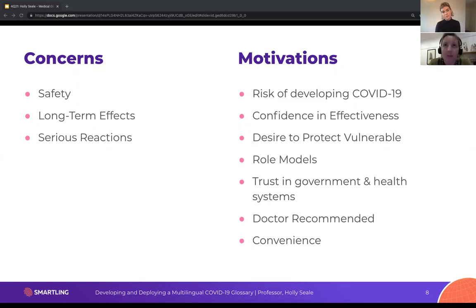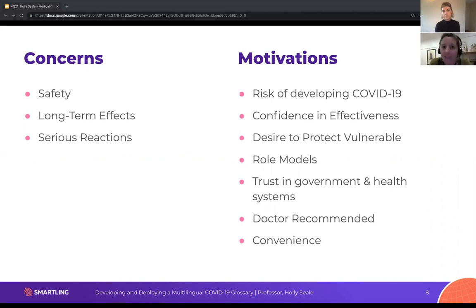But beyond those understanding elements, we also have to have confidence. So we have to have confidence in the development process. We have to have confidence in the providers that are providing the vaccine, or the government that's making the decisions around the vaccine. But we also need to feel motivated to go out there and do this. And again, motivation comes down to understanding our risk of the disease. I'll use COVID here, but this certainly could be relevant to a range of other diseases that we promote immunization for.